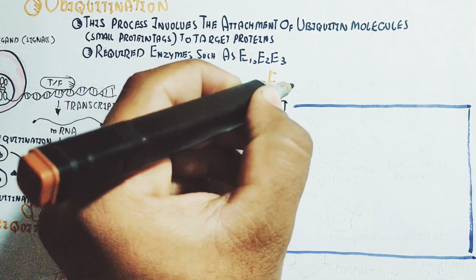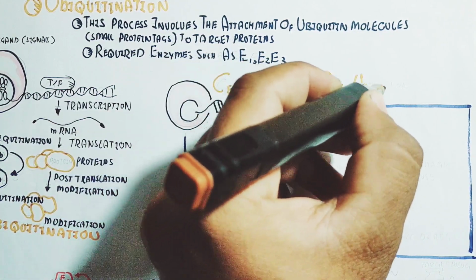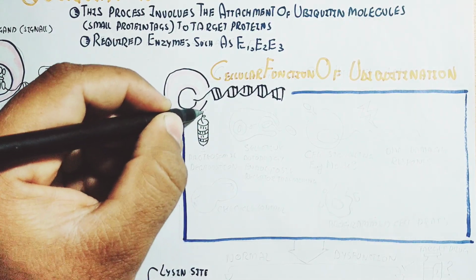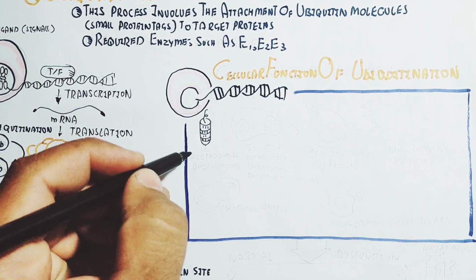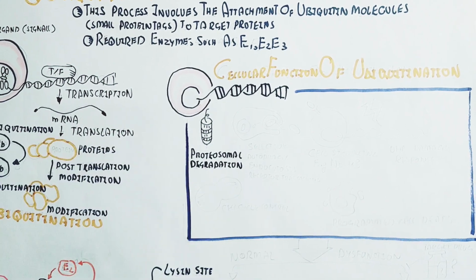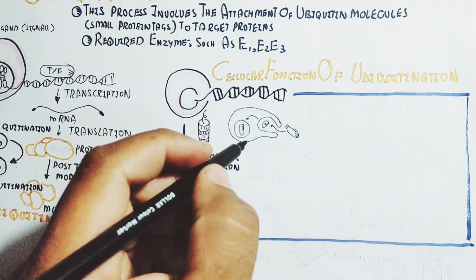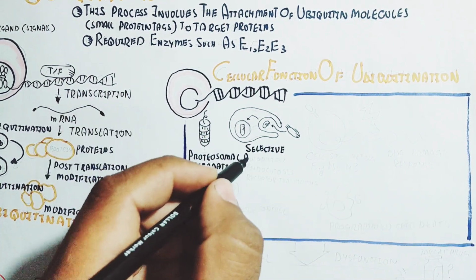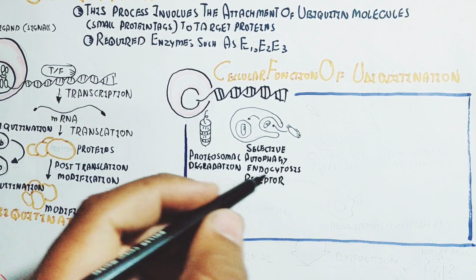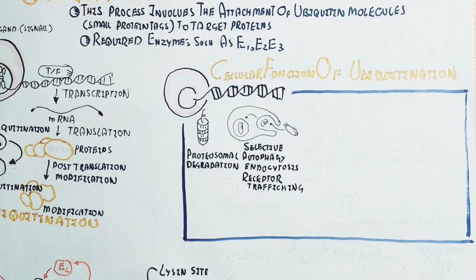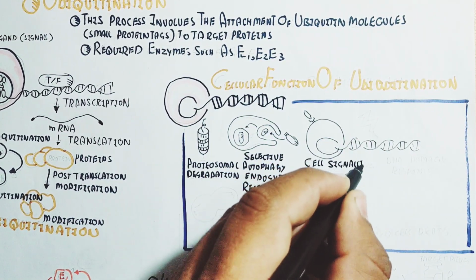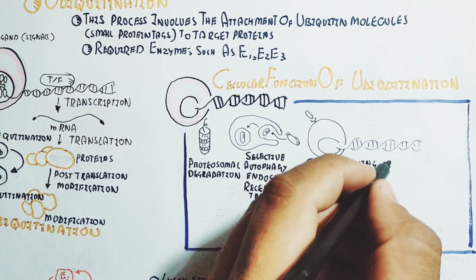I hope you make sense of that. The deubiquitination, due to the deubiquitinase enzyme, will lead to separating the lysine from the ubiquitin, and in this way recycling will occur. The cellular functions of ubiquitination are proteasomal degradation and selective autophagy, endocytosis, and receptor trafficking. Remember that. For example, if bacteria invade the cell, this is basically an unrequired protein, so autophagy will automatically occur.